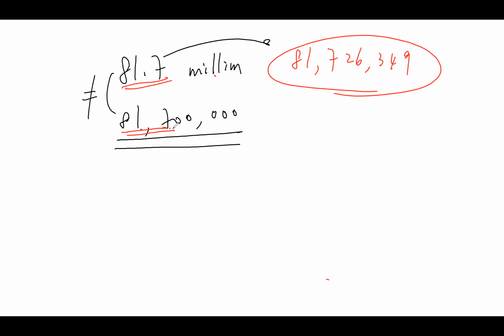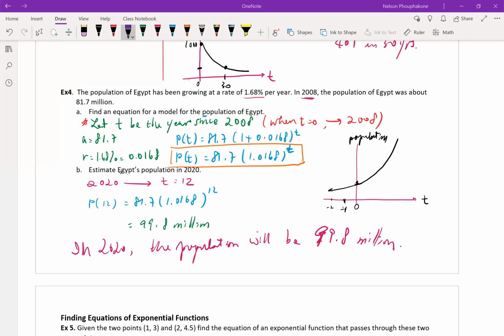So again, when you work with the problem that I just showed, when the problem talks about just 81.7 million, then you just use 81.7, and you just state the unit is a million. Just like this.